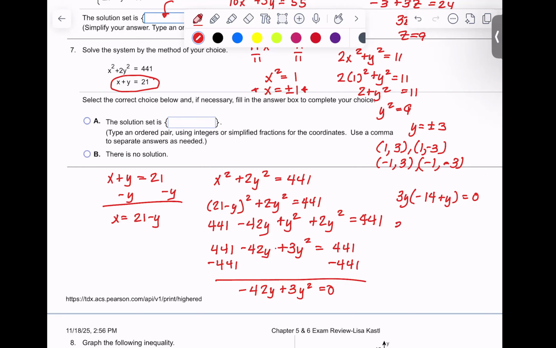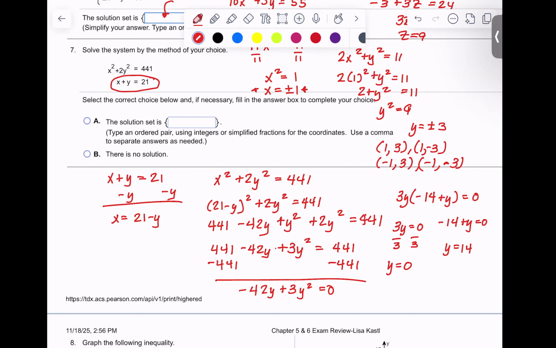So I set the 3y equal to 0, and I set the minus 14 plus y equal to 0. Divide by 3, y is 0. Add 14 to both sides, y is 14. So the two values for y in my two ordered pairs are 0 and 14.